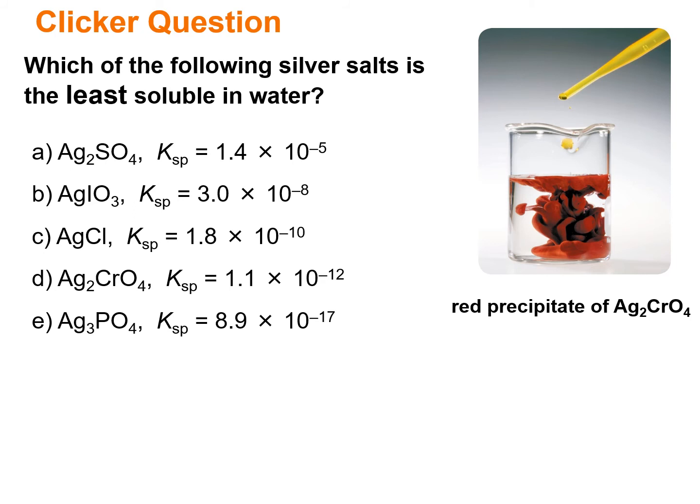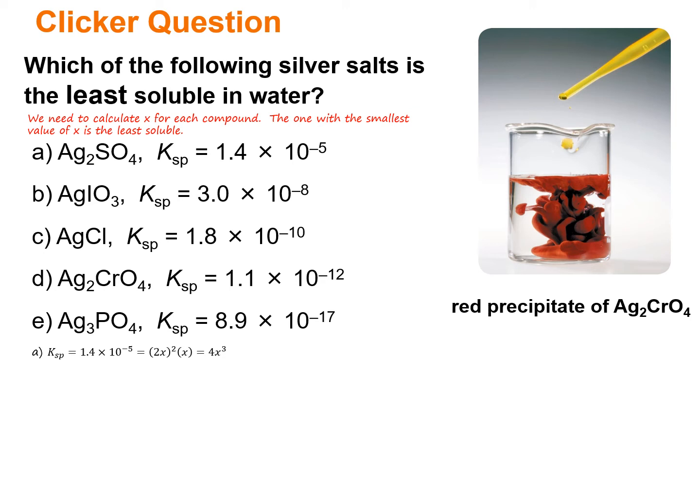And so all we're going to do is we're going to calculate X, or the solubility, for each one, and we know that the one with the smallest value of X is going to be the least soluble. So for the first one, we see that silver is going to break up into 2 pieces, and then the sulfate is going to break into 1.